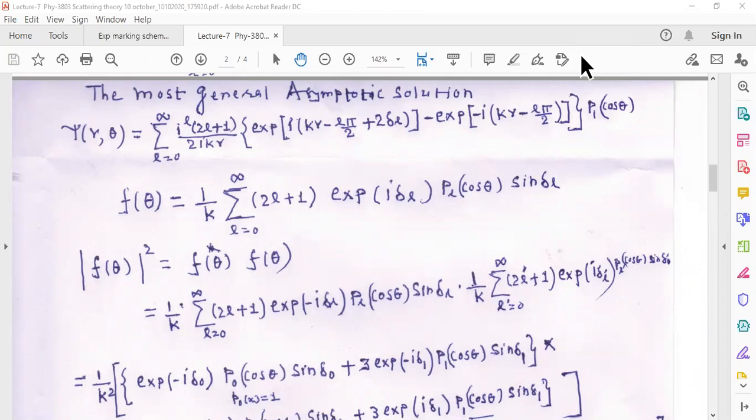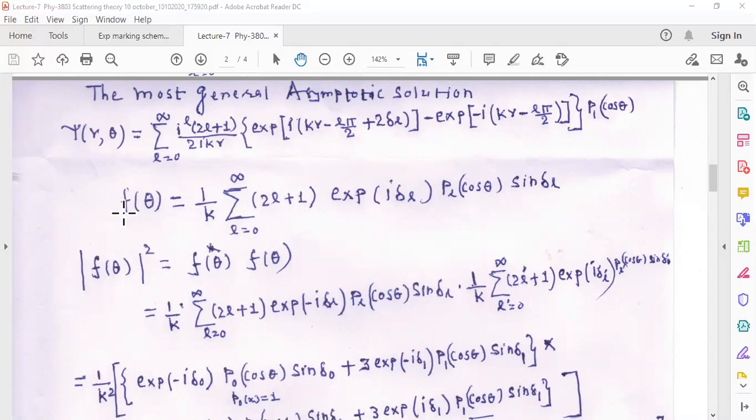Friends, in the previous class, in lecture number 6, I gave you the partial wave analysis. This partial wave analysis ultimately gives you a scattering amplitude f of theta. And we know that scattering amplitude ultimately gives you a probability of scattering.